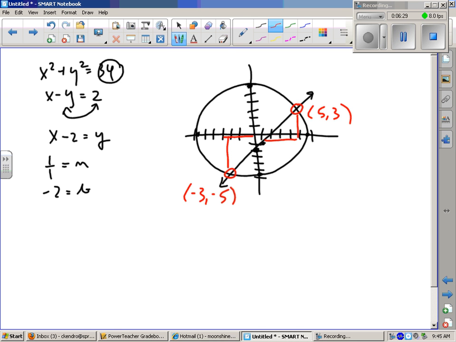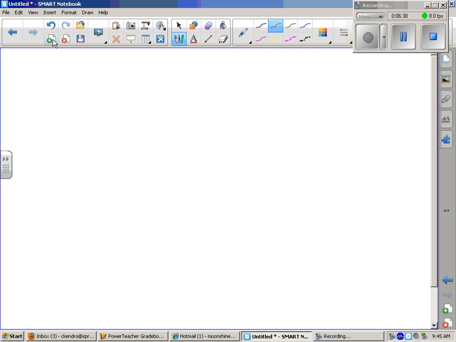And try to draw your graphs. You can even use graph paper to help you figure that out. Okay, let's do one that's a little trickier. Let's do 2x squared minus 3y squared equals 6, and x squared plus 2y squared equals 17.